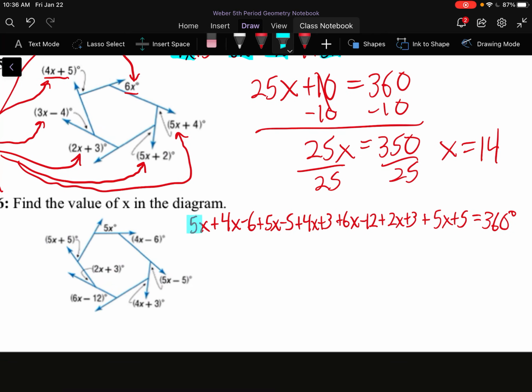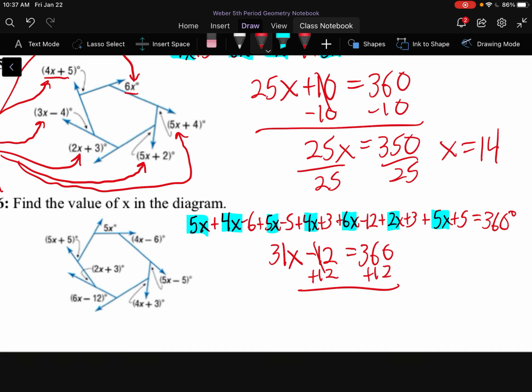Again, I'm going to combine my like terms, combine my x's. Here, I'll highlight them. We're going to combine all these x's. If I combine all my x's, I get 31 of them, so 31 x's, and then I need to combine my constants. If I combine my constants, I get negative 12. This still equals 360 degrees. Add 12, add 12. I'm left with 31x equals 372. If I divide by 31 and divide by 31, you can use your calculator here. 372 divided by 31, this gives me a value of 12. So x equals 12. And we are done.